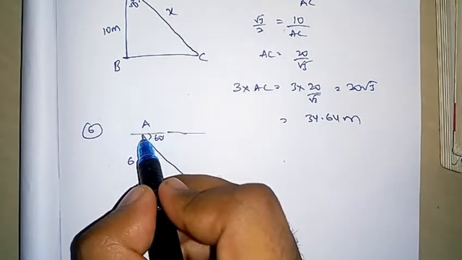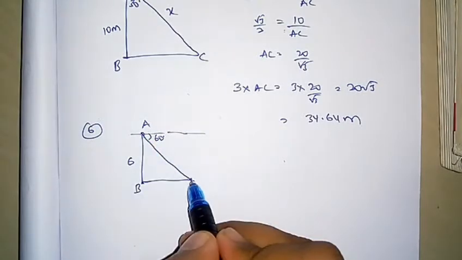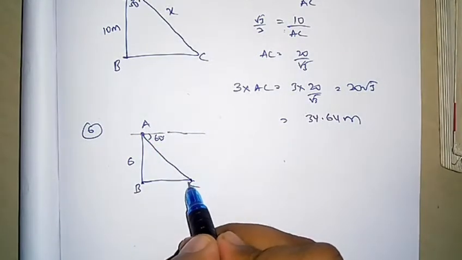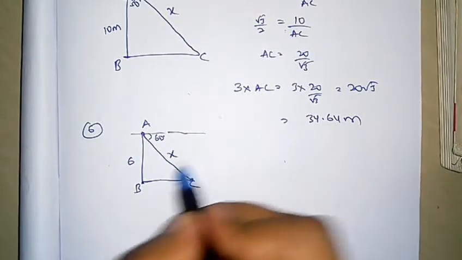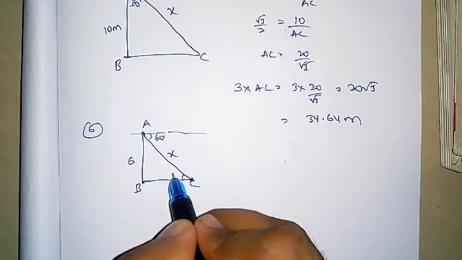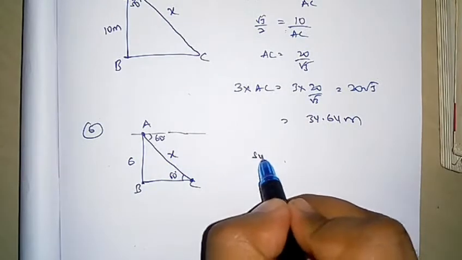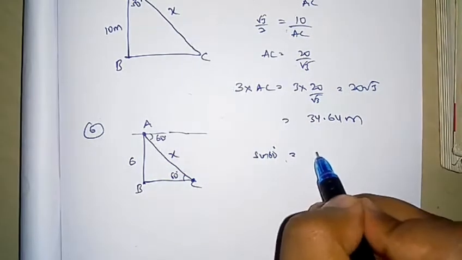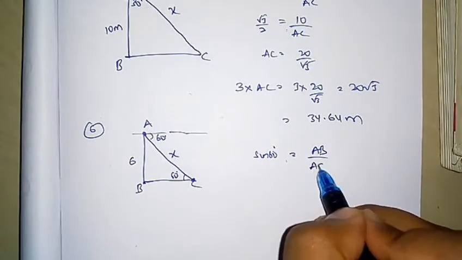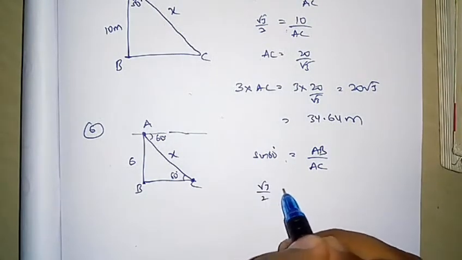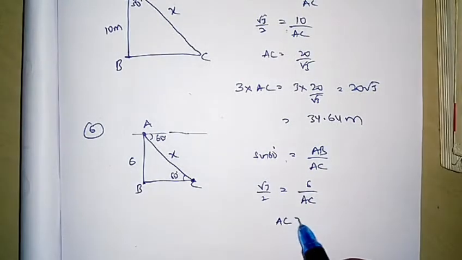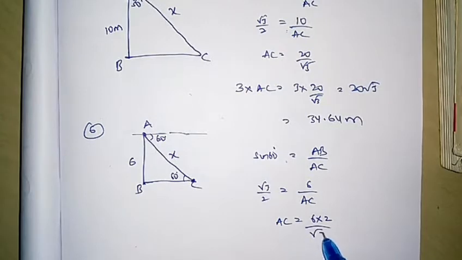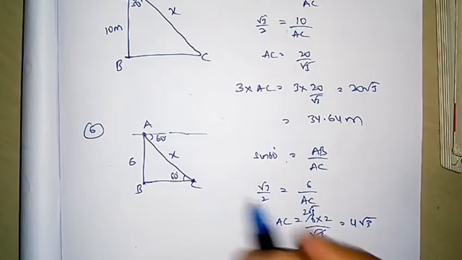Suppose you are shooting an arrow from the top of a building, this point, to a target on the ground. Here the target is here. So let this length be x. Now you know this is an alternate angle, so this will be 60 degrees. Sine 60 is equal to opposite side AB by hypotenuse AC. Sine 60 is root 3 by 2, which is equal to AB, which is 6, by AC. So AC is equal to 6 into 2 by root 3, which is 12 by root 3, which is 4 root 3.